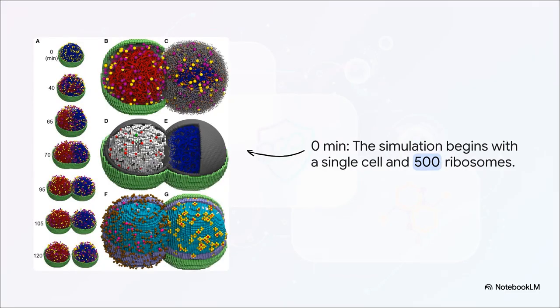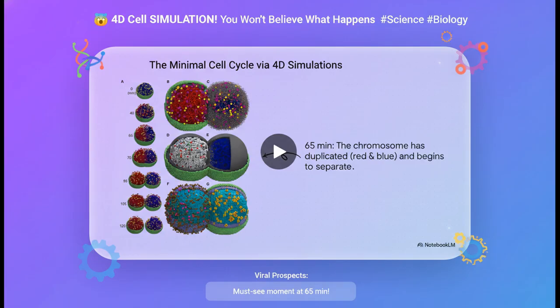Here it is at the starting line, time 0. You can see the cell membrane, that jumbled up circular chromosome in blue, and about 500 ribosomes. Those are the cell's little protein factories, all ready to get to work. Now let's jump to the 65-minute mark, just past the halfway point. The cell has gotten bigger, and the most critical job, DNA replication, is done. You can clearly see the two identical copies of the chromosome, one in red and one in blue, starting to pull away from each other as they get ready for division.